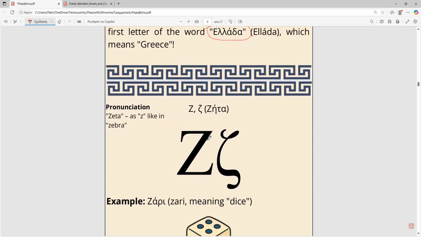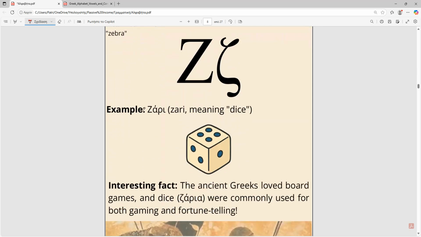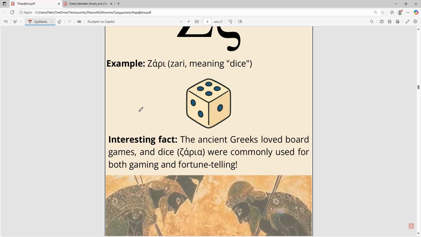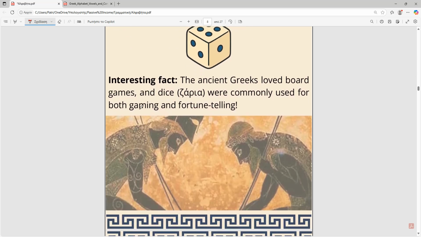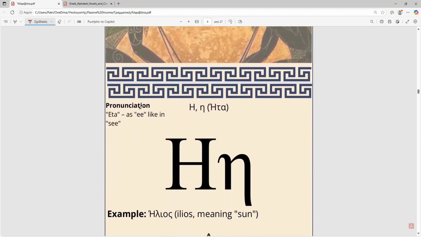Then we have the letter zeta. Zeta, and then we have zari. Zari is the dice, okay? We can say zebra. Everyone can guess what zebra is. It's the animal zebra, okay? So we have this interesting fact that ancient Greeks loved board games, and dice were commonly used for both gaming and fortune telling. Basically they were gambling in ancient Greece. That's one very interesting fun fact.